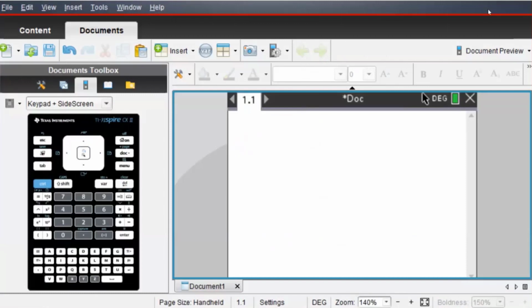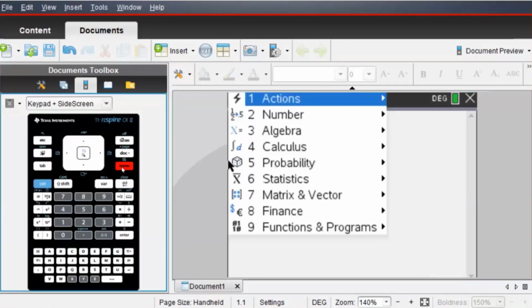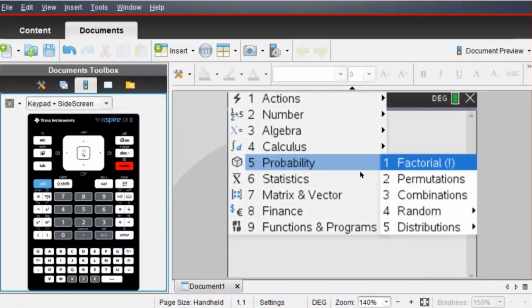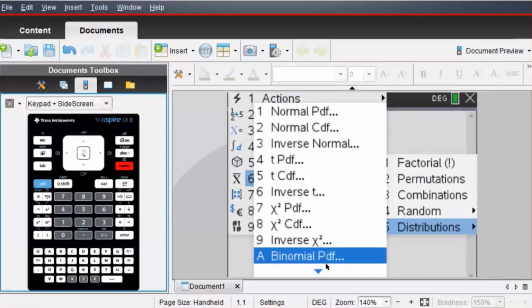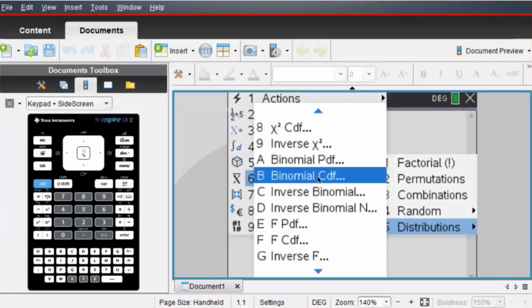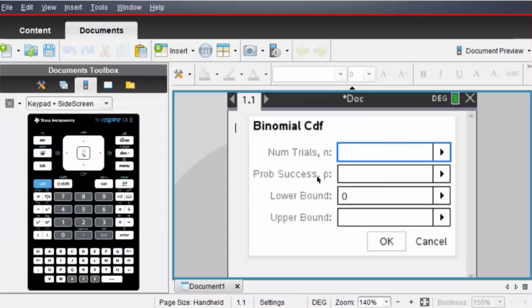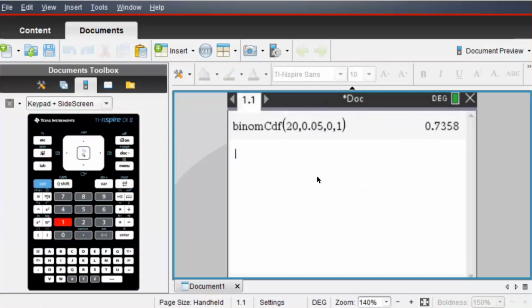And what do we want to do this time? We want to find the binomial probability. So we go menu, probability, distributions. We want a binomial CDF because we're calculating more than one value. The number of trials is 20. Tab to the probability of success, which is 0.05. The lower bound is 0 and the upper bound is 1. So that gives me the answer there, which is 0.7358, to 4 decimal places.